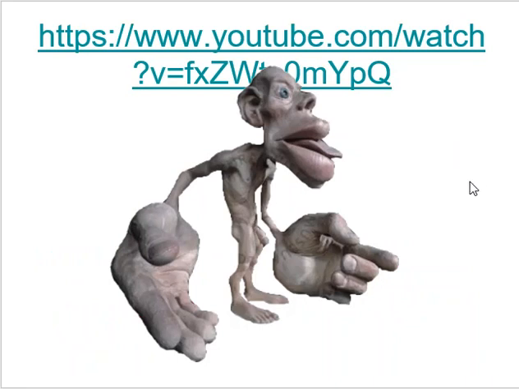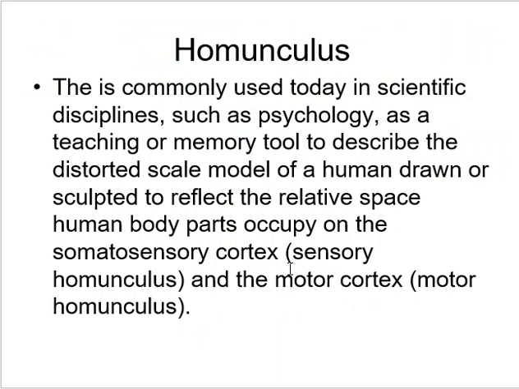Now, this little guy here is homunculus, okay? And homunculus shows us how our sensory receptors are distributed in our body. So what's interesting to understand is that we actually have more sensory receptors on the parts of our body that take in more sensory information, okay? So they send this information to our somatosensory cortex and the motor cortex.